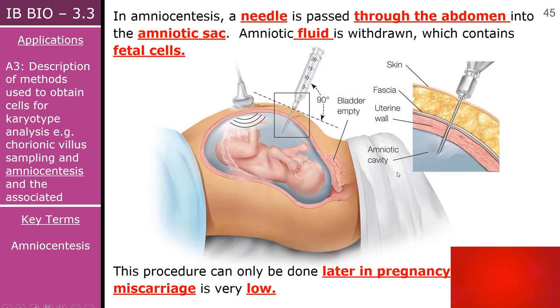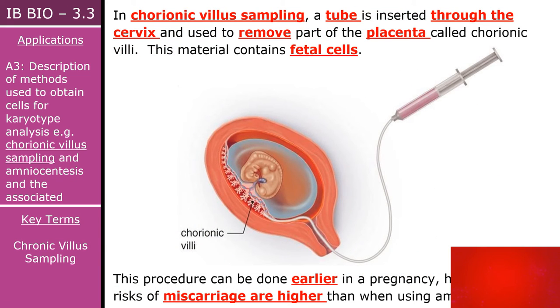In amniocentesis, this is a procedure that's done later in pregnancy when the risk of miscarriage is pretty low. In this one, a needle is inserted through the abdomen, and I'm sure this is just as awesome as it looks. That needle is punctured into the amniotic sac where amniotic fluid is withdrawn, and that is the source of the fetal cells for amniocentesis that they can then do the karyogram on.